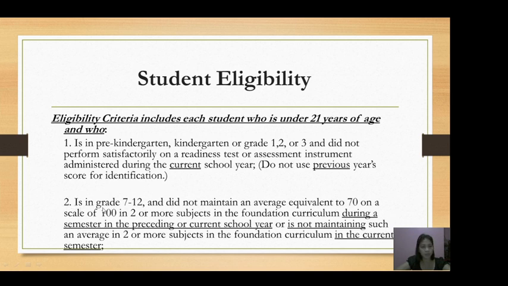Second, is in grade 7 to 12 and did not maintain an average equivalent to 70 on the scale of 100 in two or more subjects in the foundation curriculum during a semester in the preceding or the current school year, or is not maintaining such an average in two or more subjects in the foundation curriculum in the current semester.